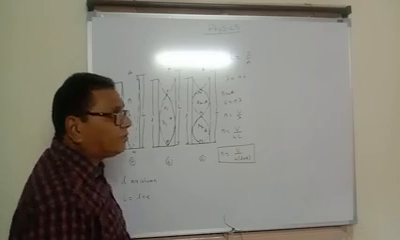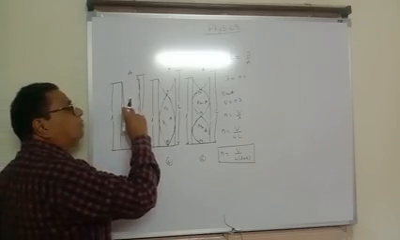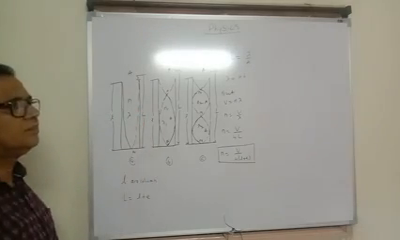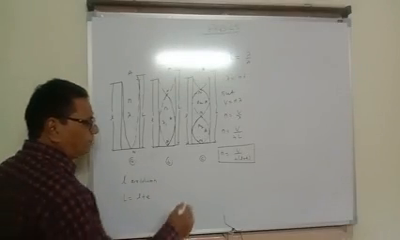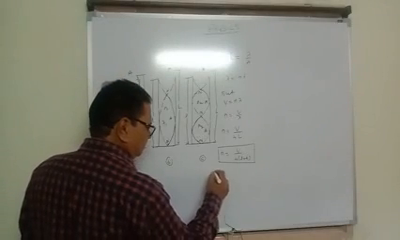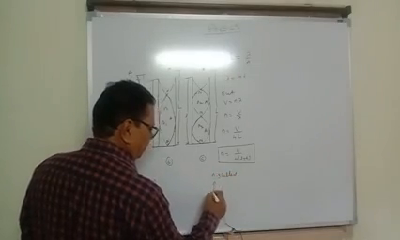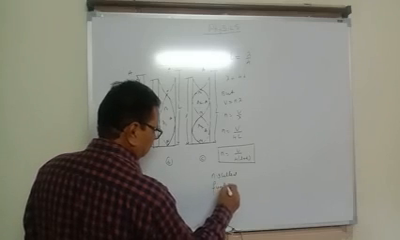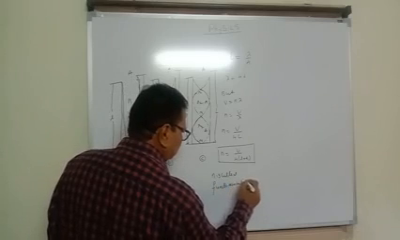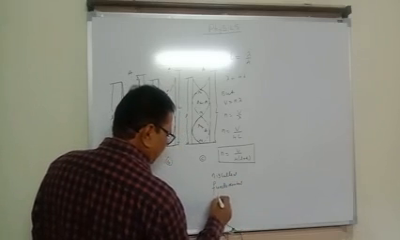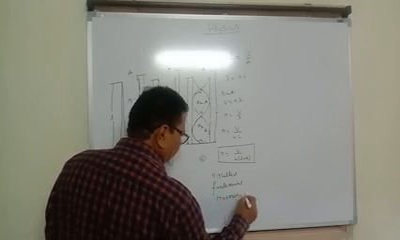So n is the frequency of vibration of the air column in the simplest mode of vibration. This frequency is called the fundamental frequency, or it is called the first harmonic.